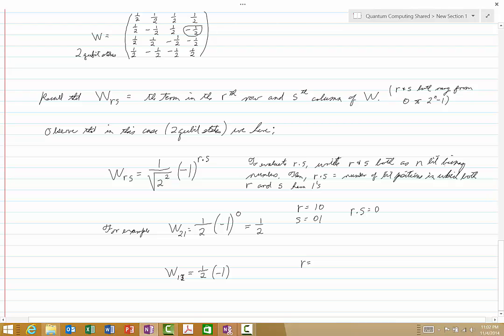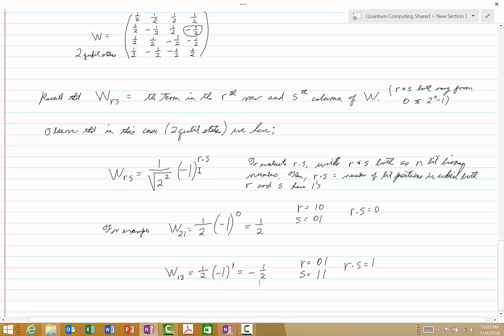And 1 written as a 2-bit binary number is 0, 1. S is 3, and 3 written as a 2-bit binary number is 1, 1. And now in how many positions do they both have a 1? In one position. In this position they both have a 1. They do not both have a 1 in this position. And therefore R dot S in this case is equal to 1. So we put 1 up here, and we get minus 1/2 for W13, which indeed is consistent with what we have calculated up here.